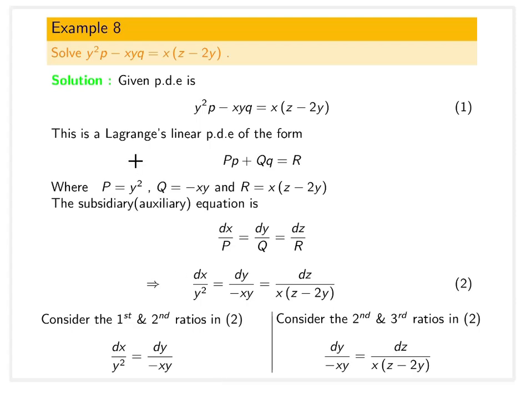Next problem: solve y square p minus xy q is equal to x into z minus 2y. Take that as equation number 1. This is of the form capital P small p plus capital Q small q equal to capital R, so the given equation is a Lagrange linear partial differential equation. The coefficient of small p is capital P, therefore y square is capital P. The coefficient of small q is capital Q, therefore minus xy is capital Q. The right-hand side is our capital R, so capital R is equal to x into z minus 2y.